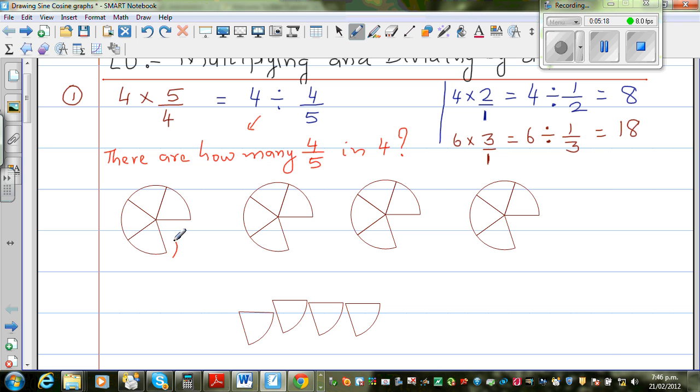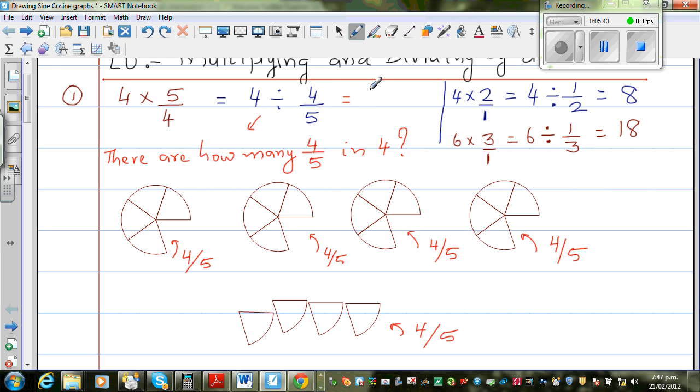So this is 1 lot of 4/5. Okay, this is 1 lot of 4/5. So this is 1, this is the second lot of 4/5. This is 4/5. This is also 4/5. And this is also 4/5. So there are how many lots of 4/5? 1, 2, 3, 4, 5. So the answer is 5.